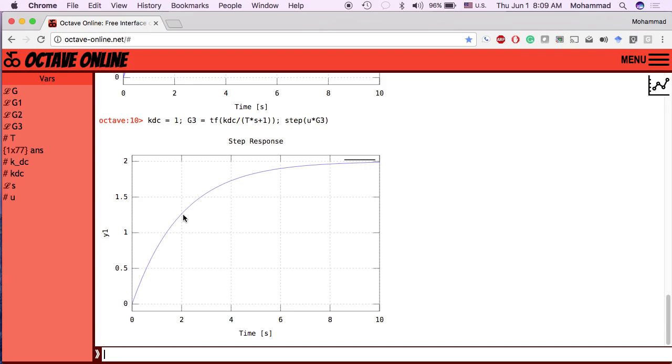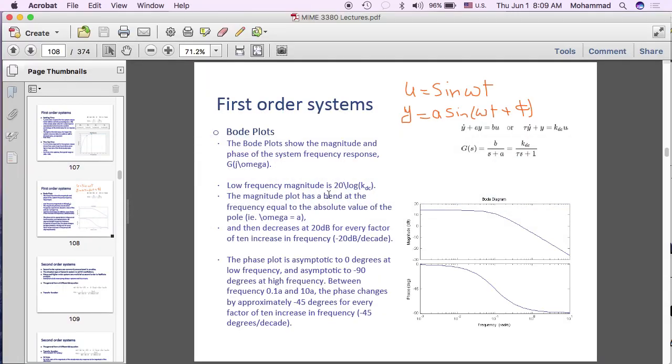Can you refresh my memory on what KDC is again? Yeah. If you look at this slide, KDC is the numerator of the transfer function once you have the transfer function in the standard form. And the standard form is when you have a constant over a constant times s plus 1. That plus 1 makes it the standard form.